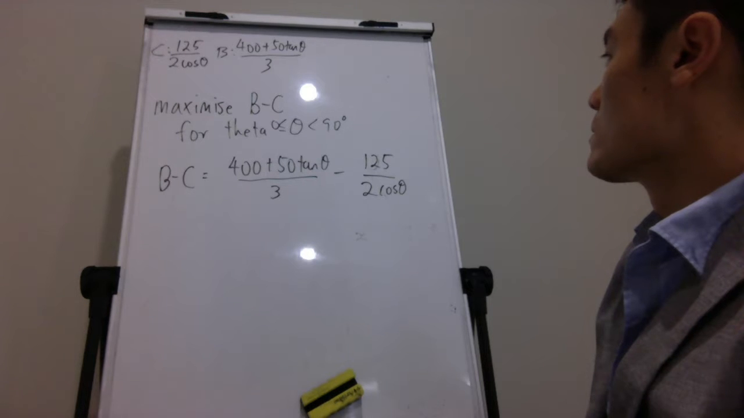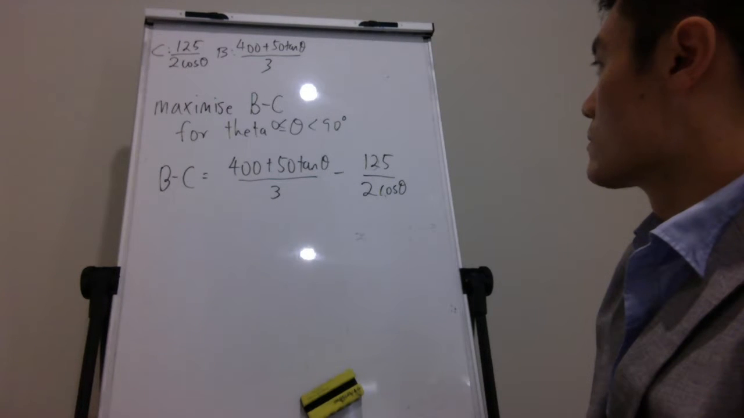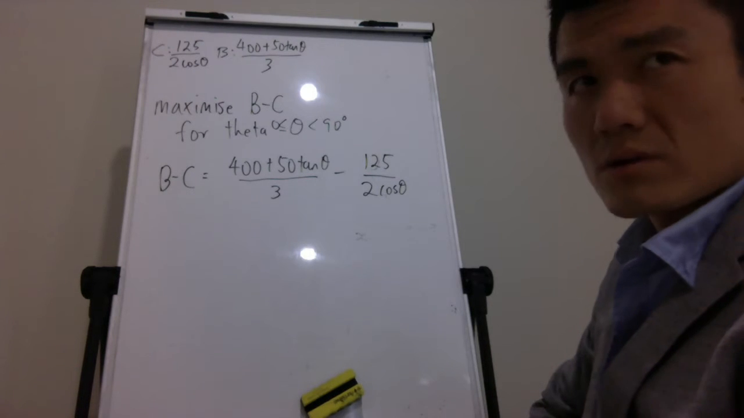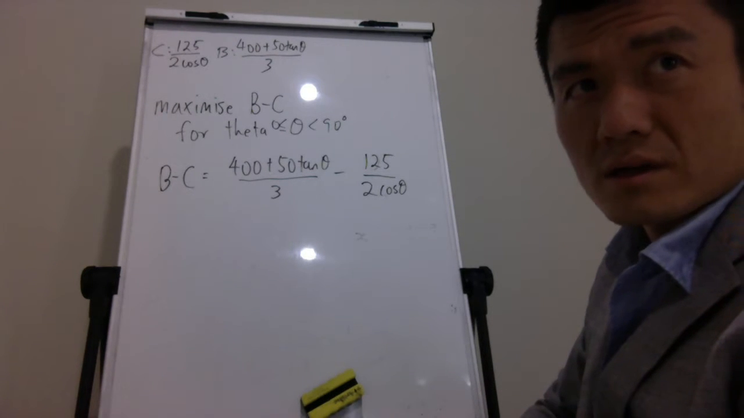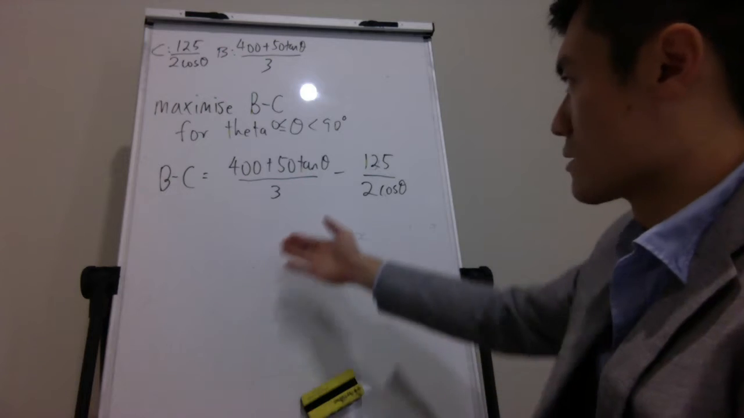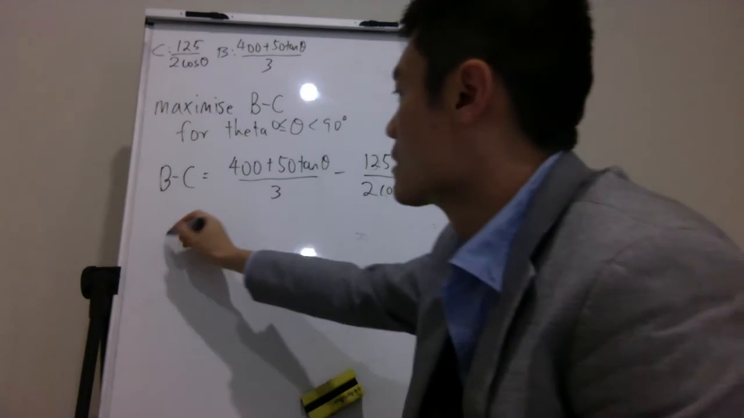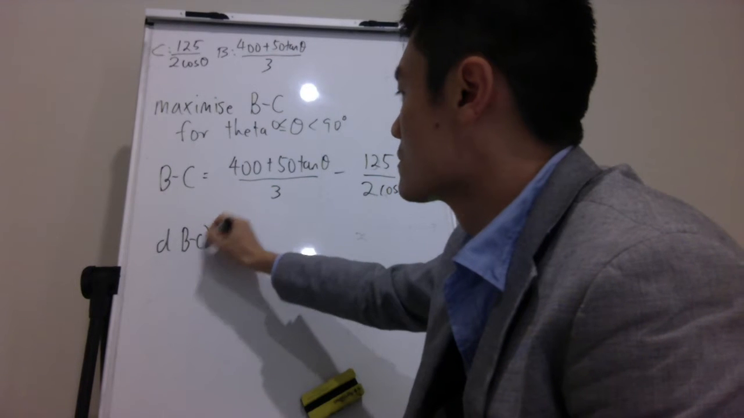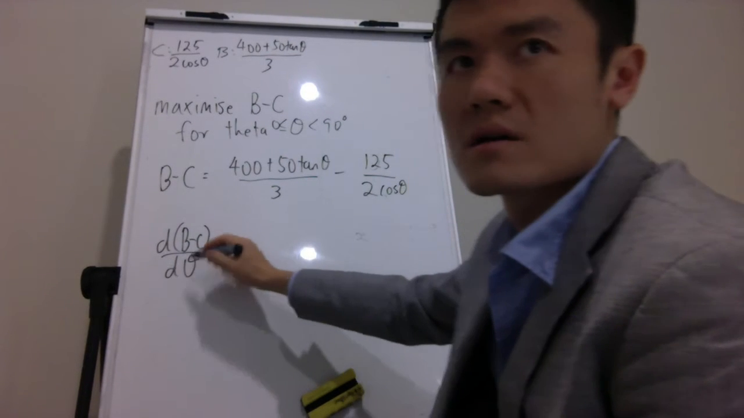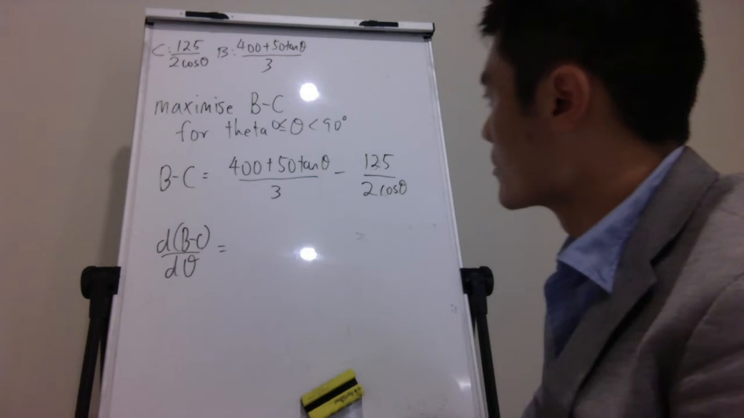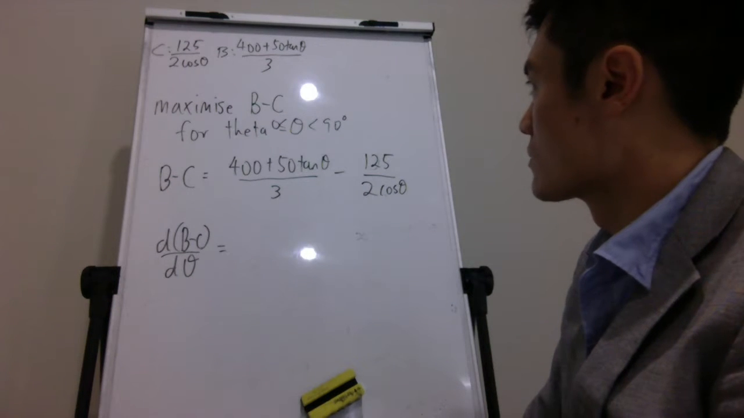I think there are always opportunities to have shortcuts. Your instinct is to just carry out the calculus procedure. You differentiate it with respect to theta, and then you set it to 0. But before you do that, you might want to see if there's something really obvious you missed.